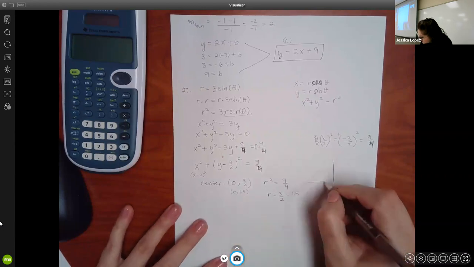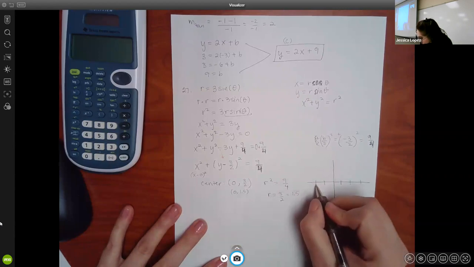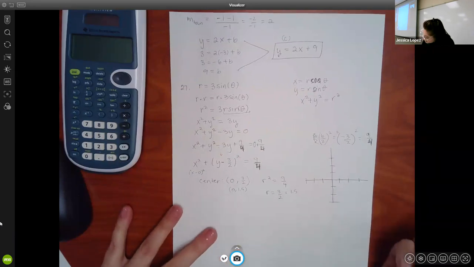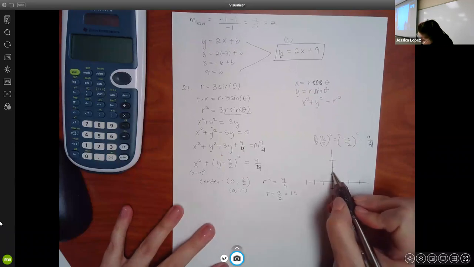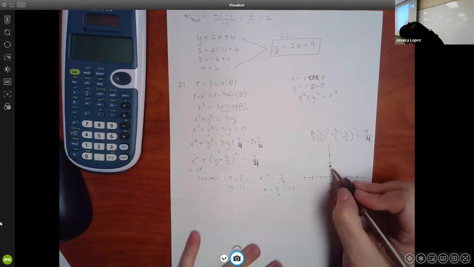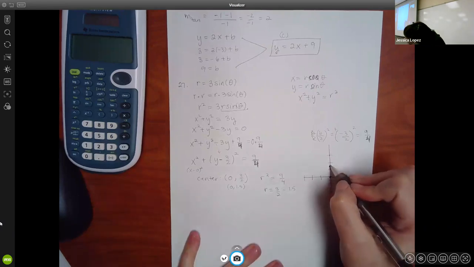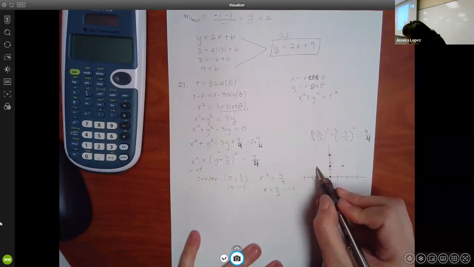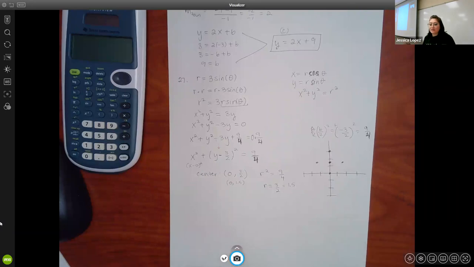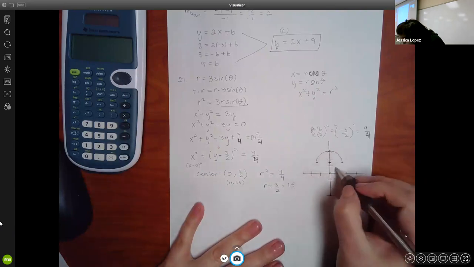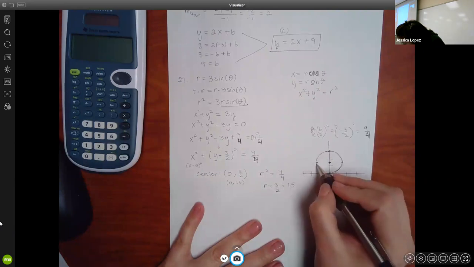So when I draw it, 1, 2, 3, 1, 2, 3, 1, 2, 3, 1, 2, 3. I'm going to do 0 and positive 1.5, that's my center. And if my radius is 1.5, I'm going to go out 1.5 units in all four directions, okay? So I'm going to go down half and a whole unit. I'm going to go up half and a whole unit. I'm going to go to the right, a half and a whole unit, and then a half and a whole unit. But I went out 1.5 units in each direction. And then it's just a matter of trying to connect your dots so that they look like a circle. It's not the best looking circle, but it'll do.